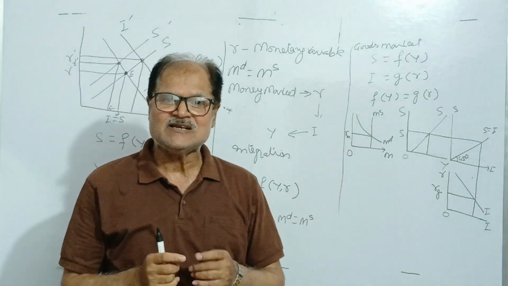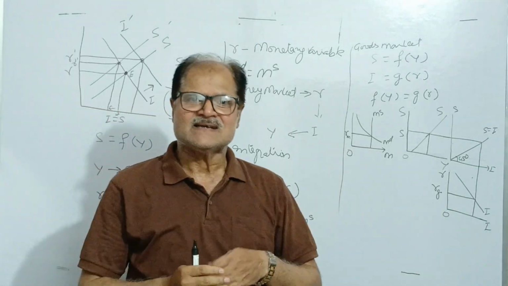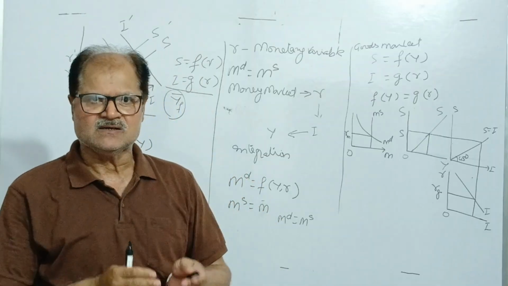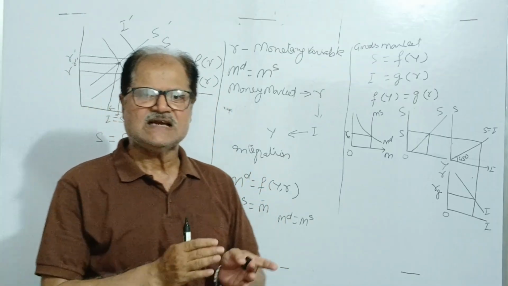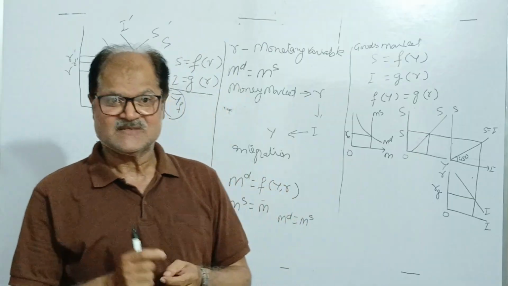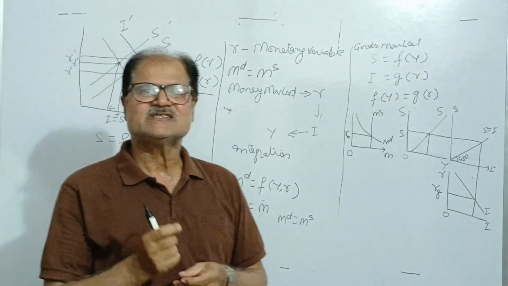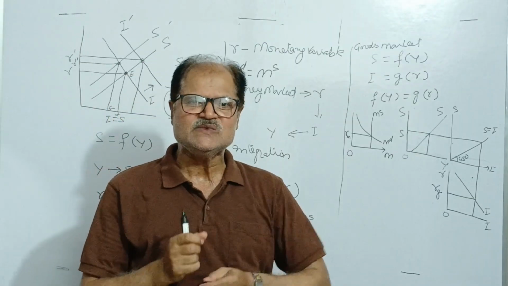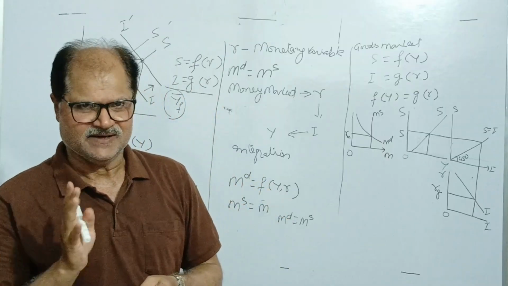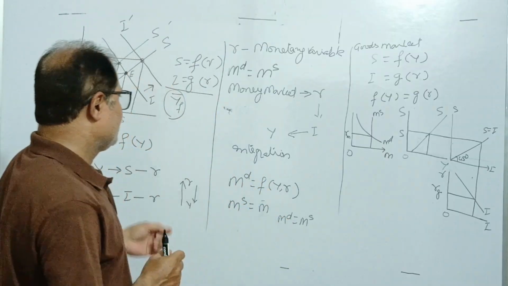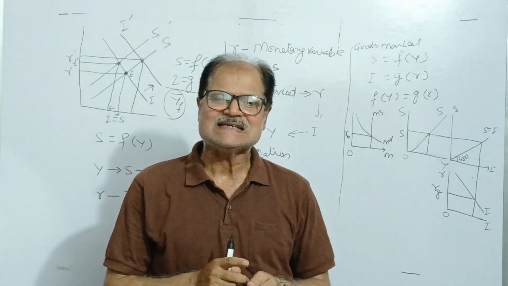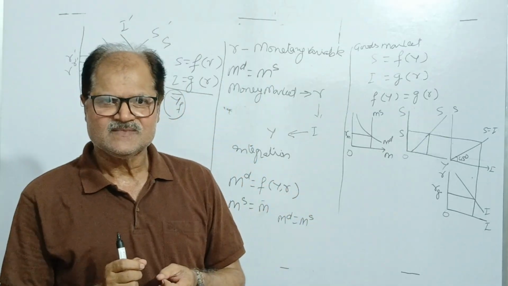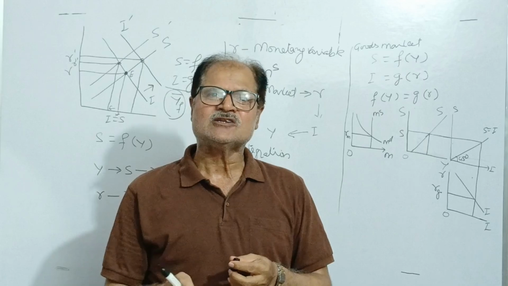So in classical mechanism, rate of interest is the equilibrating force. It is the rate of interest which brings saving and investment in equilibrium. Keep in mind that income is supposed to be fixed because economy is at full employment level. Here, Keynes says that economy is not always at full employment level. So, income is also a variable.